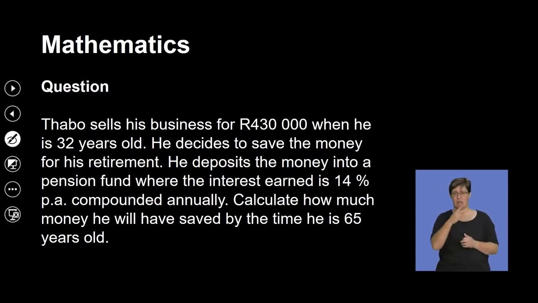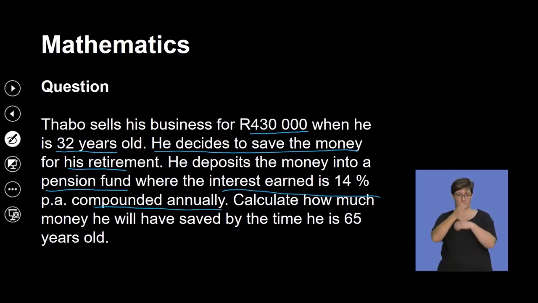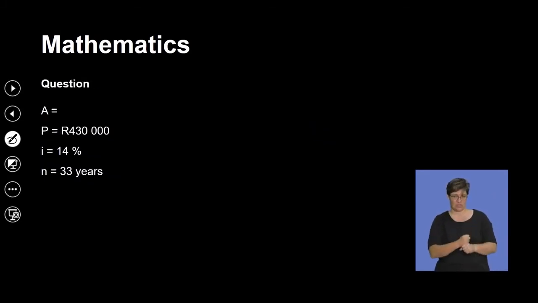Now, these other questions, I would really like you guys to look at them and then try them at home. So Thabo sells his business for that amount when he is 32 years old. Now the goal here is to know how old will he be when he decides to do certain things. He decides to save the money for his retirement, right? Then he deposits the money into a pension fund where the interest that is earned is 14% compounded annually. Calculate how much he's going to have when he is 65. So automatically you know that it's after 33 years. So you will need to do that.